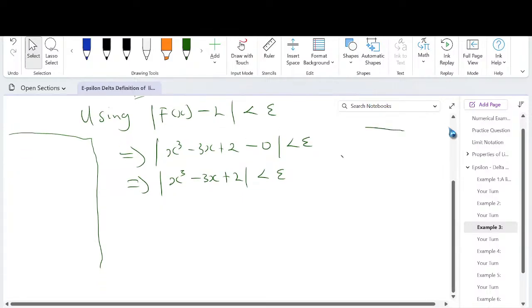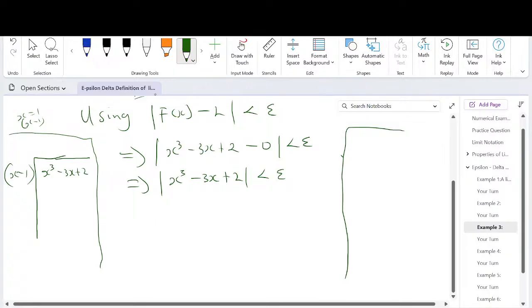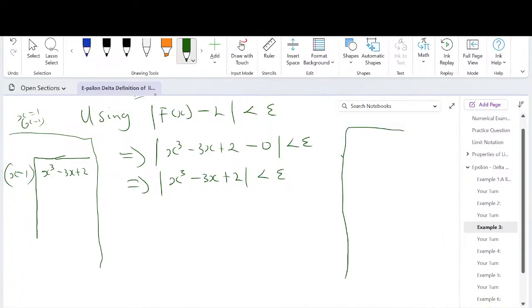So let's start with this. We're going to use the long division method to divide x to the power of 3 minus 3x plus 2. Since x approaches 1, x minus 1 will be a factor, so I divide by x minus 1. x to the power of 3 divided by x gives x squared. x squared times x gives x cubed, and x squared times negative 1 gives negative x squared.